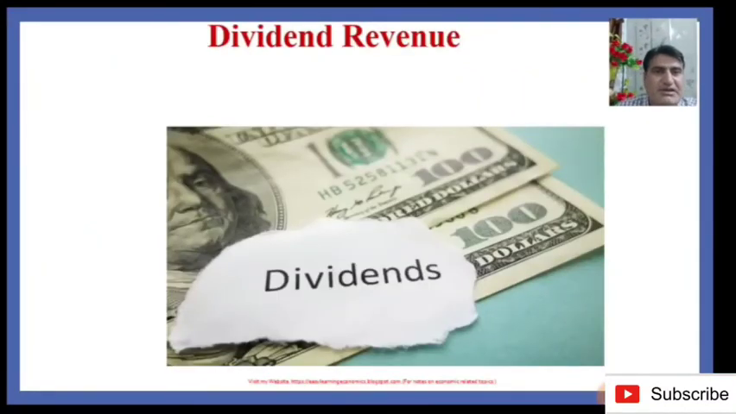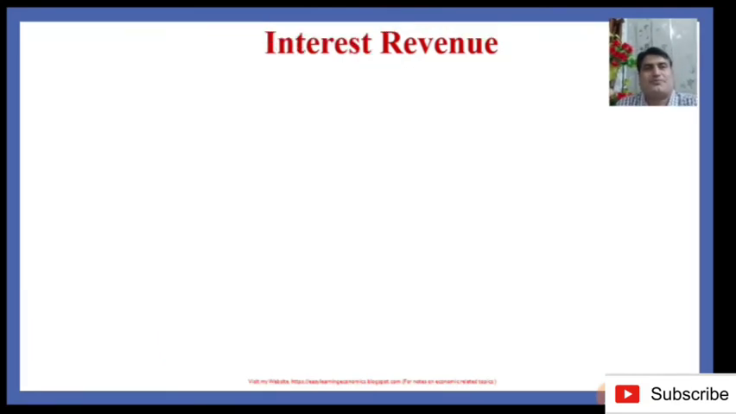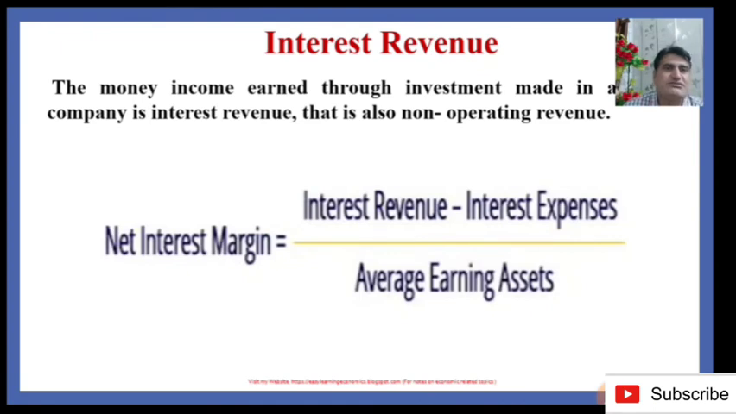So what is dividend revenue? If your business owns stock in another company, then you are paid dividends, which is another non-operating revenue. So what is interest revenue? Money income earned through investment made in another company is interest revenue. That is also non-operating revenue. Net interest margin can be calculated as interest revenue minus interest expenses divided by the average earning assets.